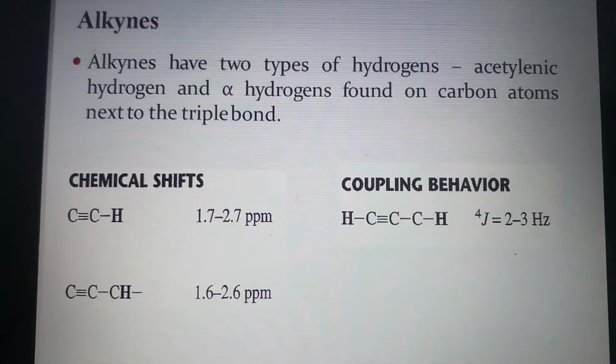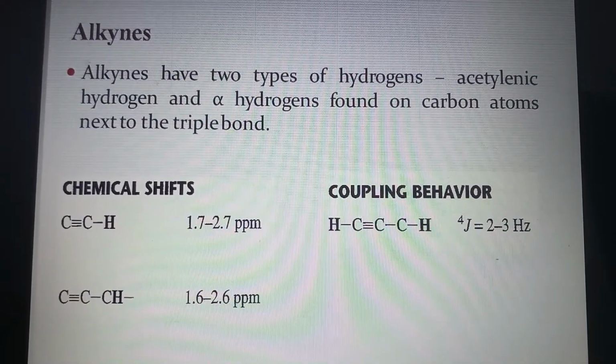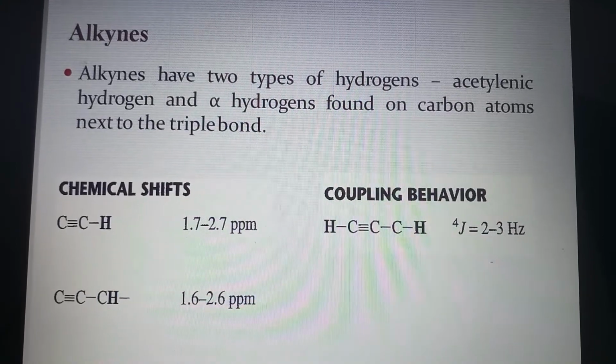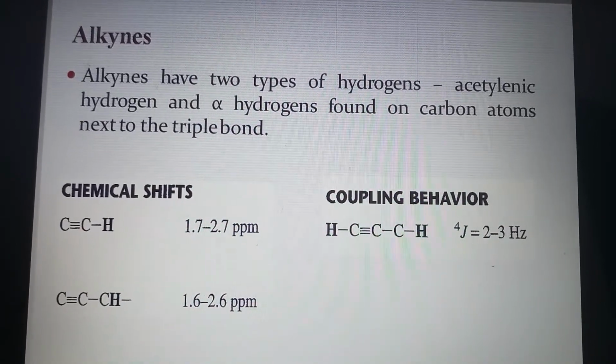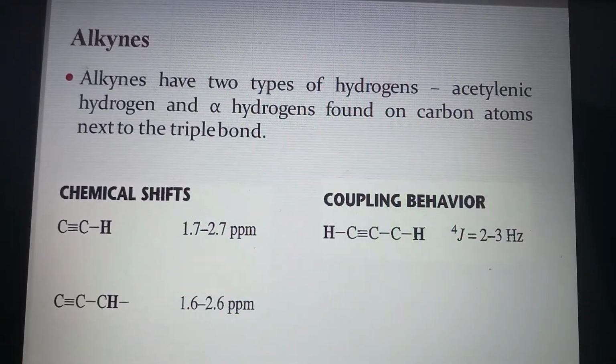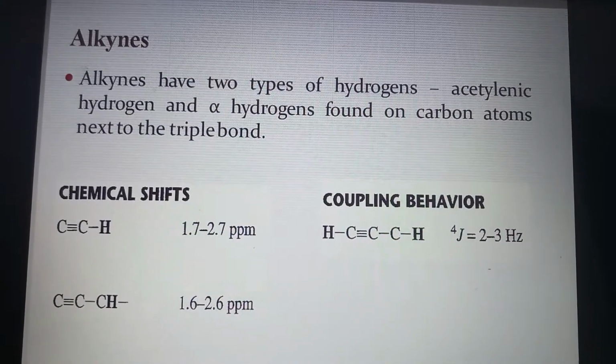In continuation of our previous section, here the group I'll discuss is alkynes. We know that alkynes have two types of hydrogens: acetylenic hydrogen and alpha hydrogen, found on carbon atoms next to the triple bond.